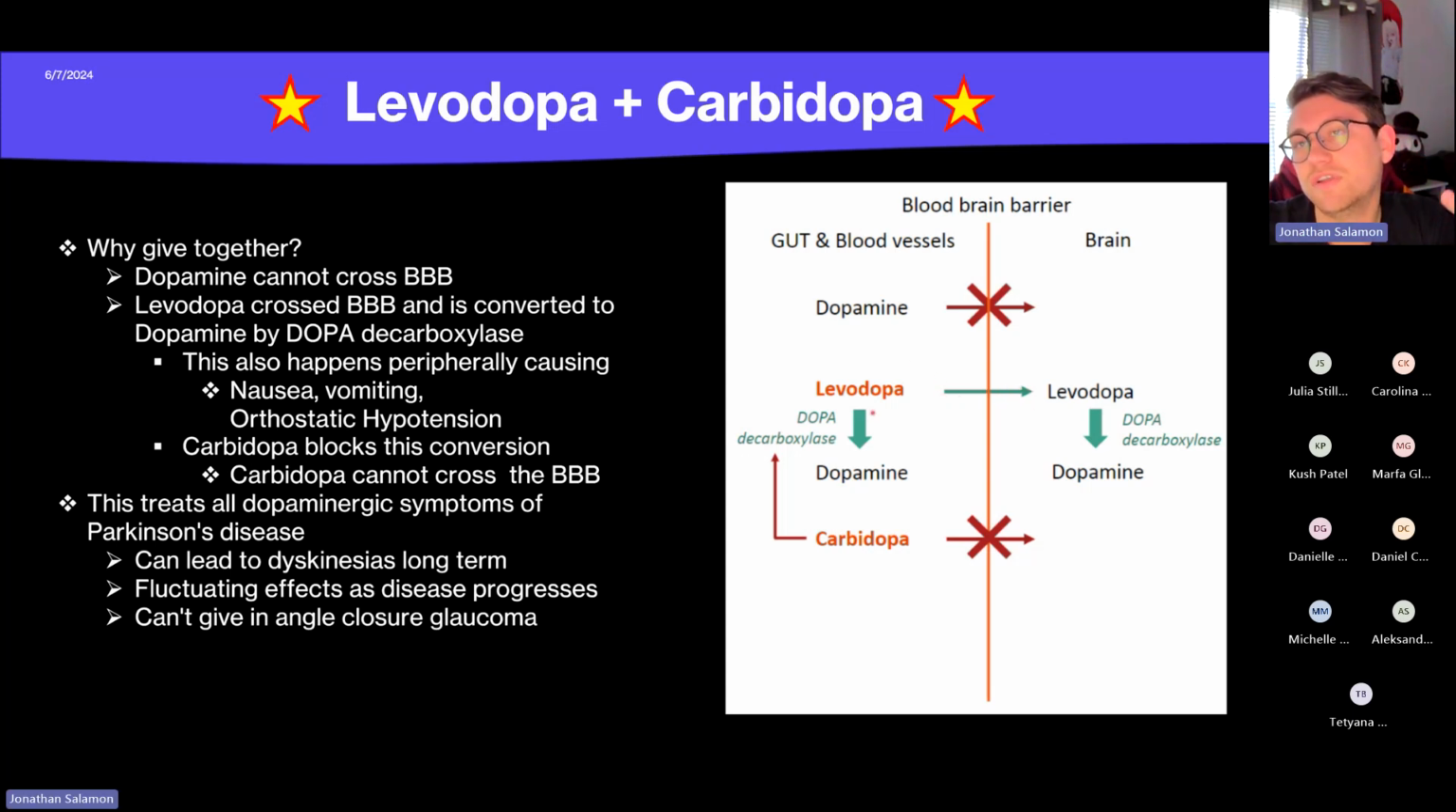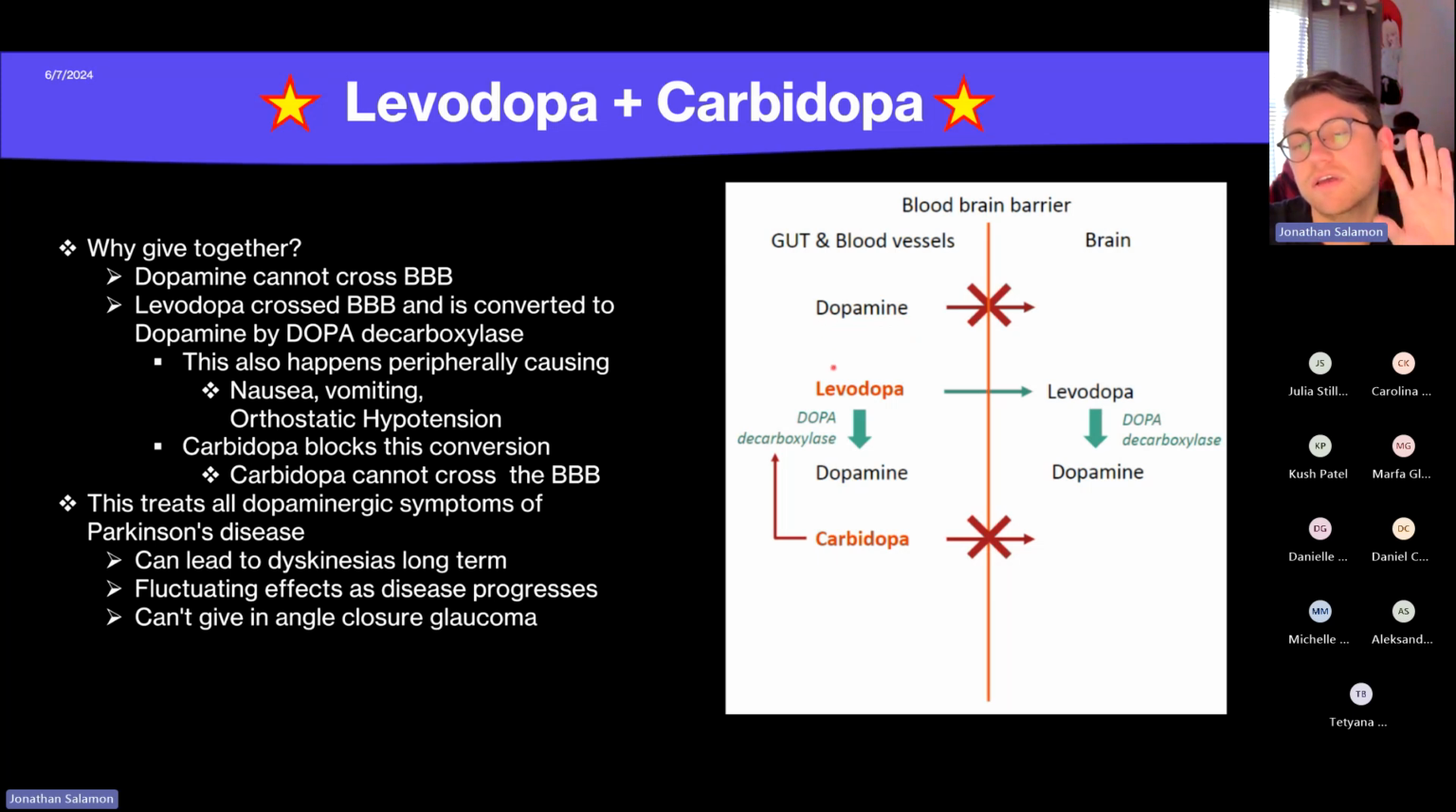The problem is levodopa breaks down peripherally to dopamine. So you end up with a bunch of side effects because when you give levodopa, you are increasing dopamine in your body more than you're increasing it in the brain, right? Because yeah, some's crossing the blood-brain barrier, but it's such a small amount of the total volume. So the solution to that is you give carbidopa. Carbidopa inhibits dopa decarboxylase and prevents levodopa from breaking down into dopamine. But carbidopa cannot cross the blood-brain barrier.